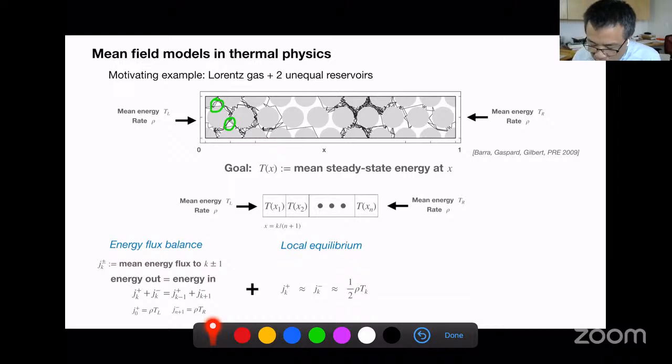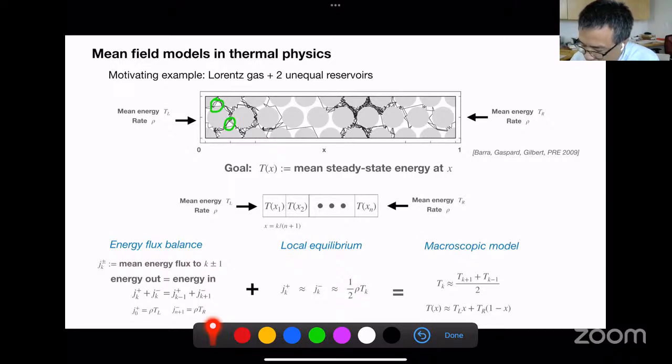Okay, and then if you put these things together and pretend that all these things are equalities, then in this particular instance, you would get a discrete version of the Laplace equation, and you solve it, and you will get the linear temperature profile that you expect.